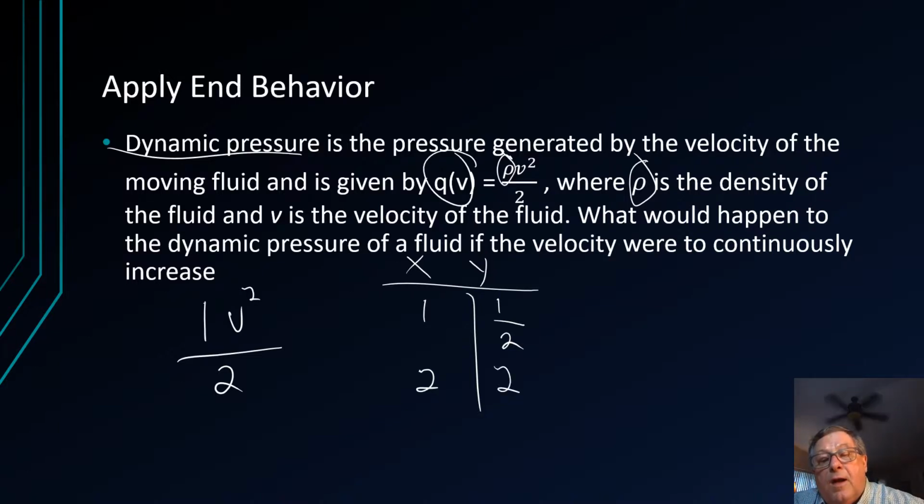And what if velocity is 3? Well, 1 times 3 squared is 9. 1 times 9 is 9, divided by 2. That's going to be 4.5. And we can see that the dynamic pressure, Q of V, is going on out to infinity. And so the dynamic pressure would then appear to be approaching infinity.